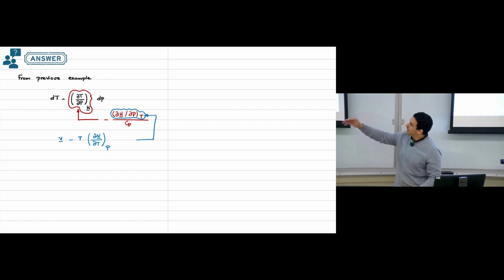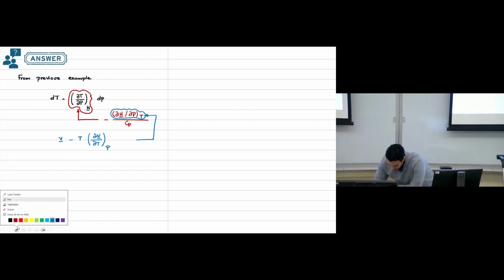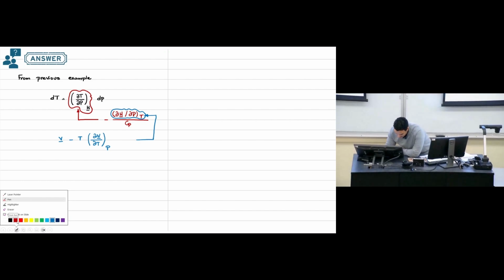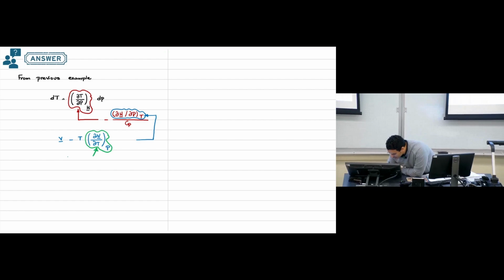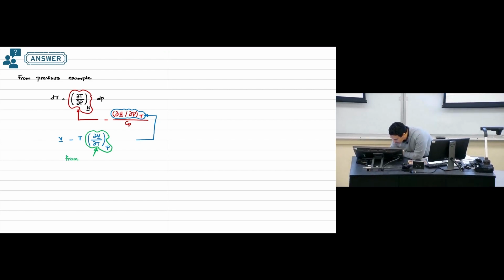So this is the equation. The first equation we get from the total derivative. The second partial derivative we get from the triple product. And the last one we have from the expansion rule. So now the question is how we can find this one. Any partial derivative that contains V, T, and P is obtained from the equation of state. So in this example, we have the van der Waals equation of state.